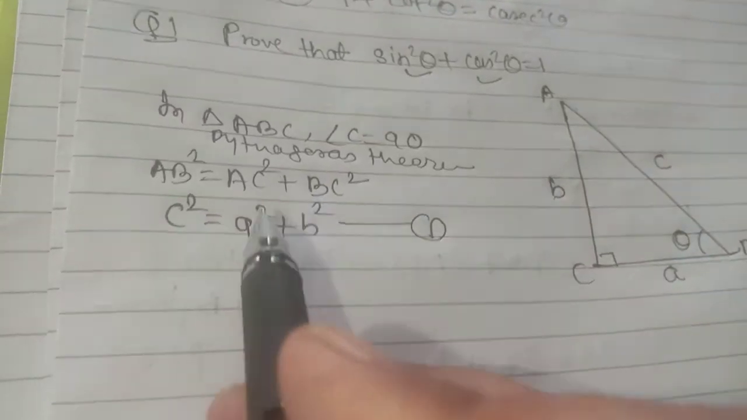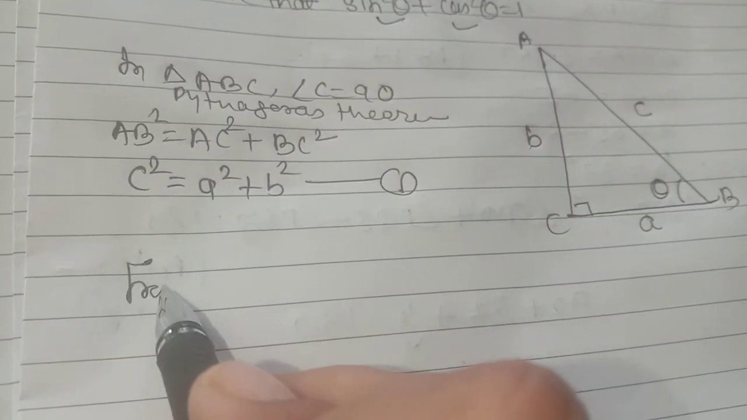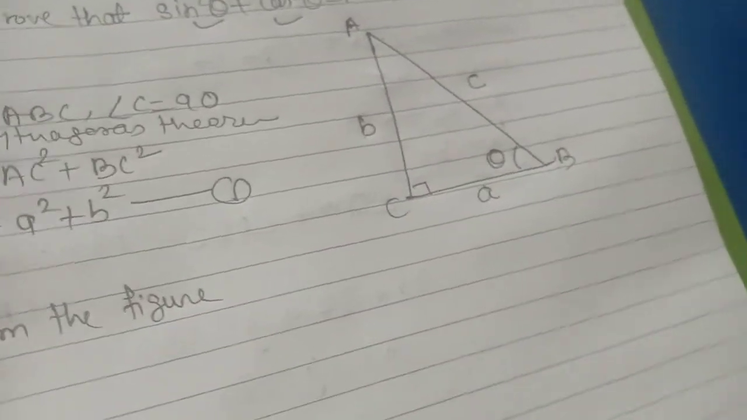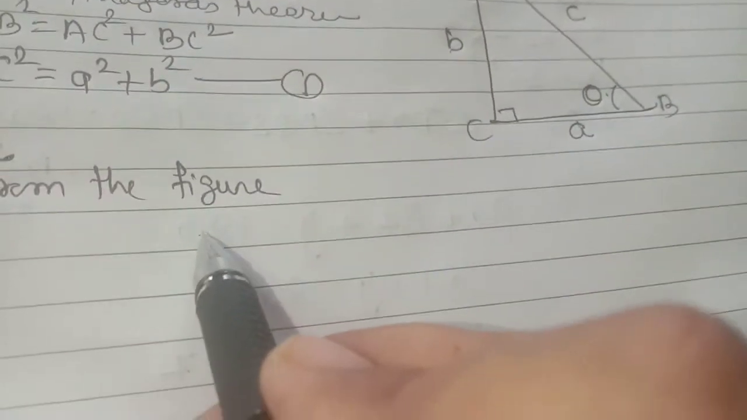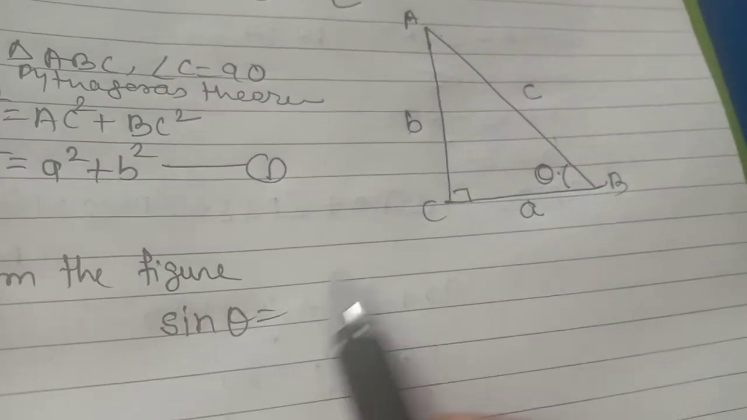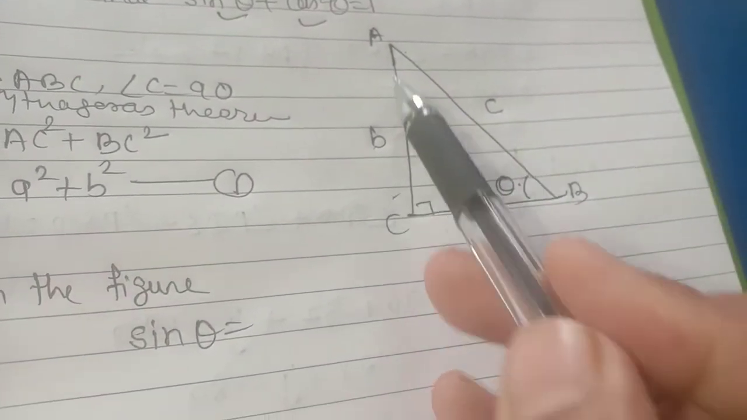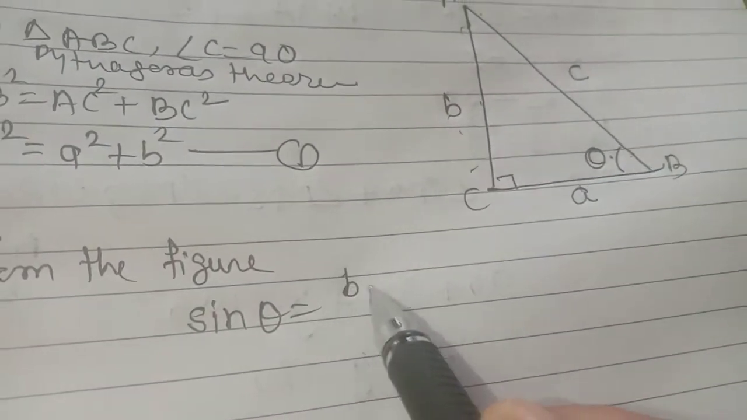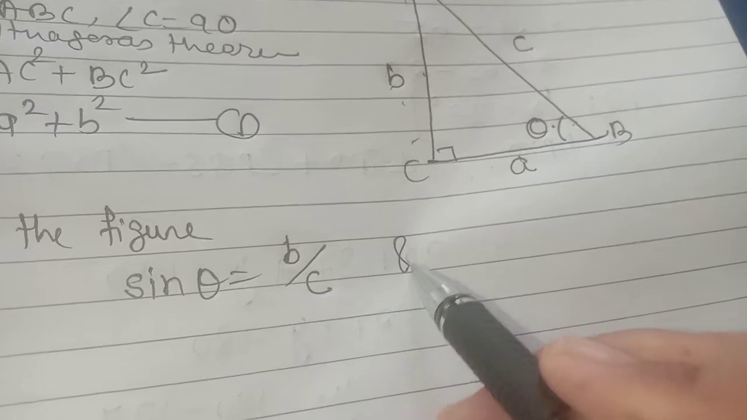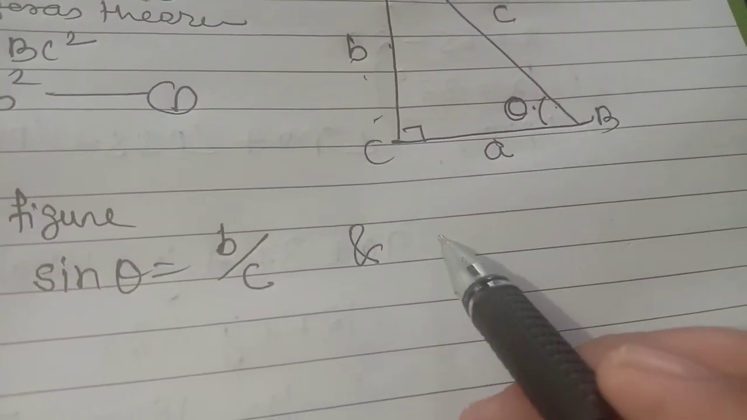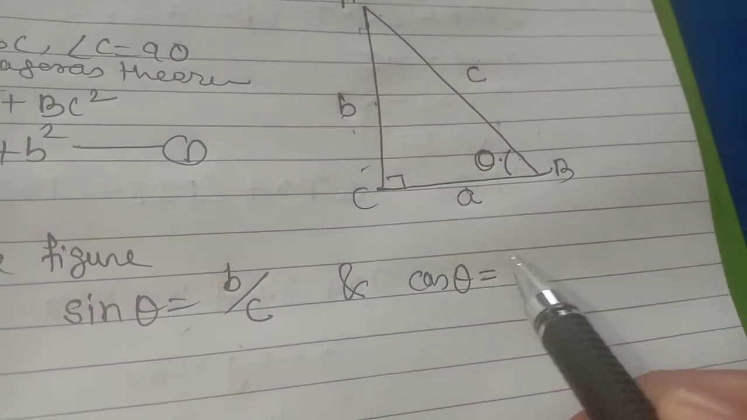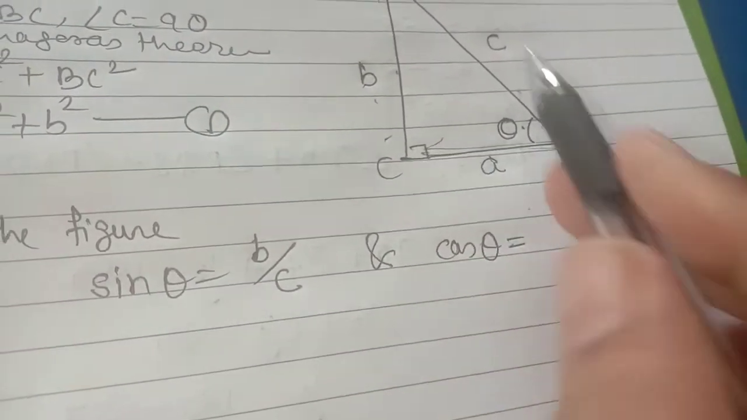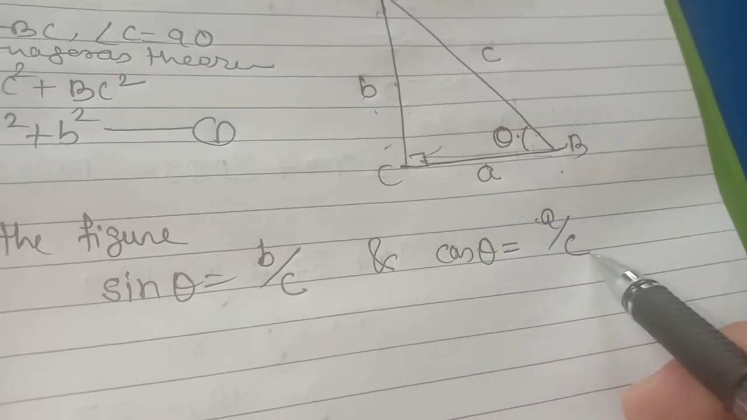Theta is here, so I will write now from the figure sin theta. Can you guess what will be the sin theta? Sin theta is perpendicular upon hypotenuse or opposite upon hypotenuse. So it is what? b upon c. And what is cos theta? Cos theta is adjacent upon hypotenuse, or you can say base upon hypotenuse. So it is what? a by c.